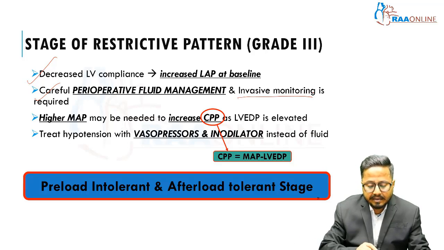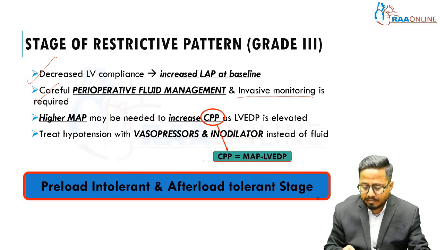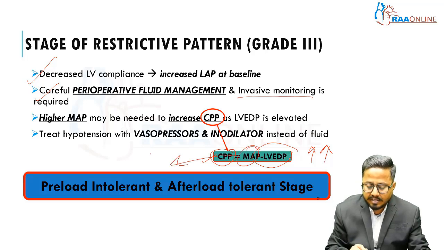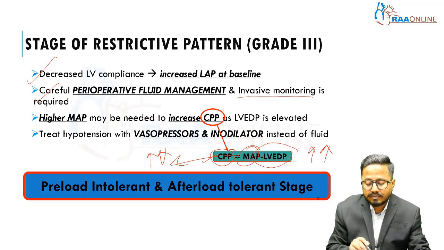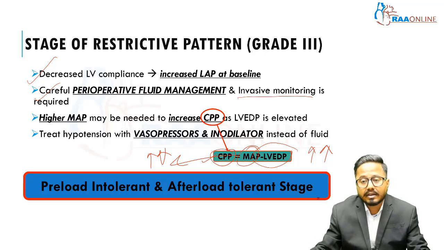A higher mean arterial pressure may be required to increase the coronary perfusion pressure. As we know, the coronary perfusion pressure is mean arterial pressure minus left ventricular end diastolic pressure. In these patients, left ventricular end diastolic pressure is already elevated. So to maintain the coronary perfusion pressure, the mean arterial pressure must be increased. So always increase the mean arterial pressure in these patients, and treat hypotension with vasopressors and vasodilators instead of fluid.